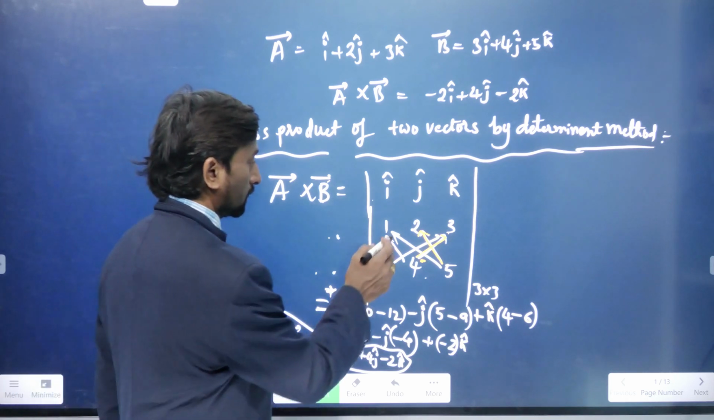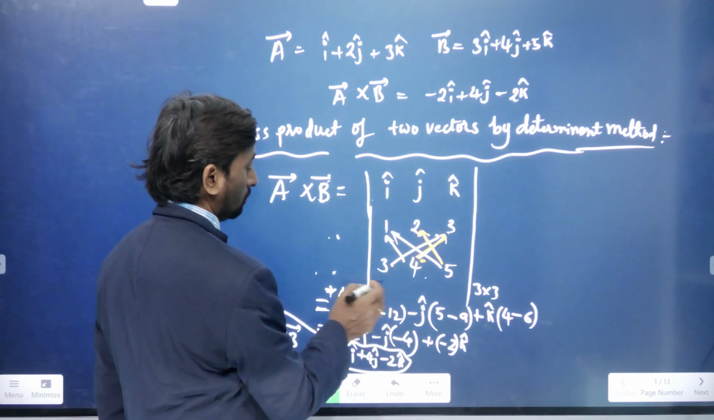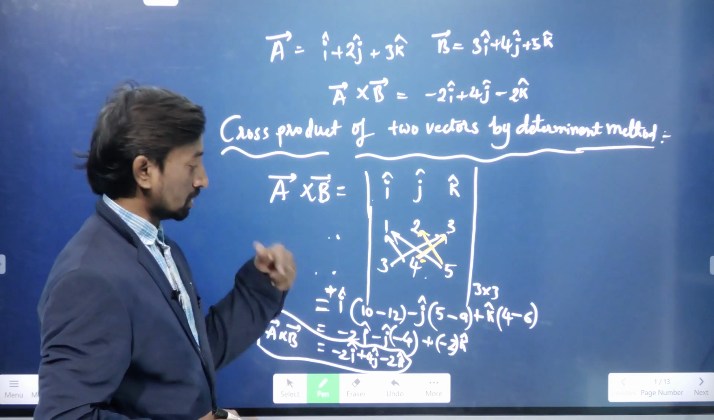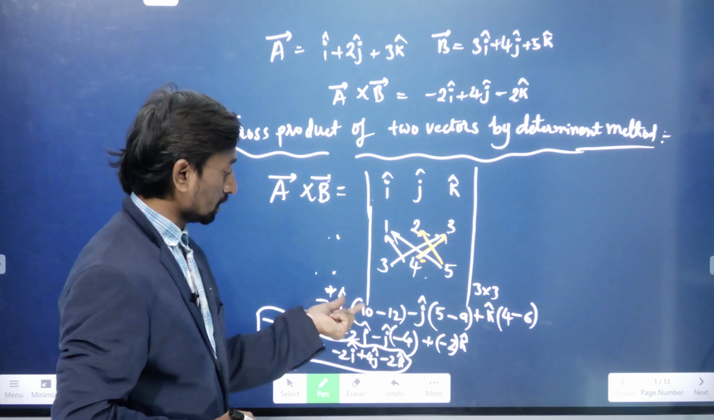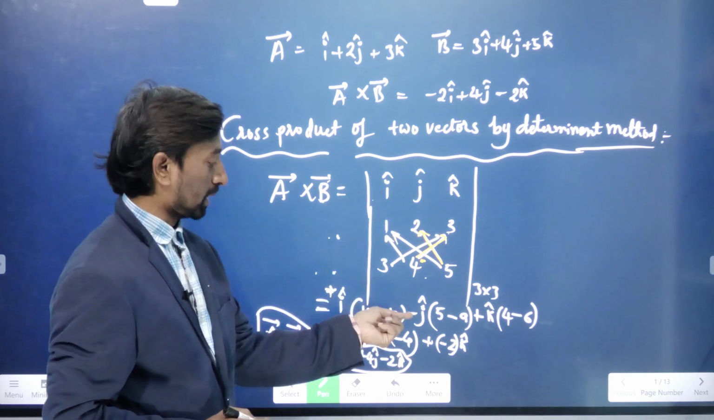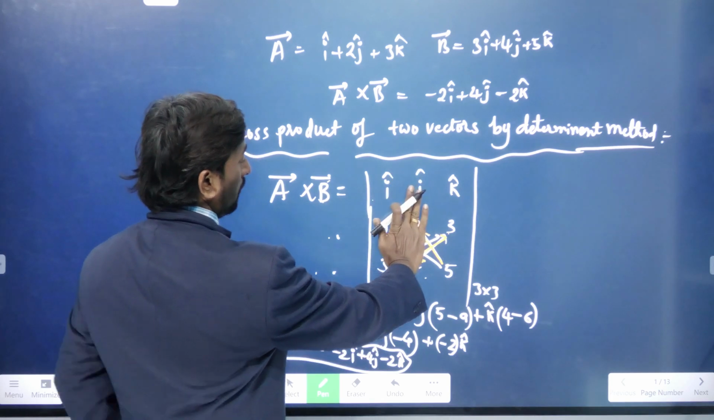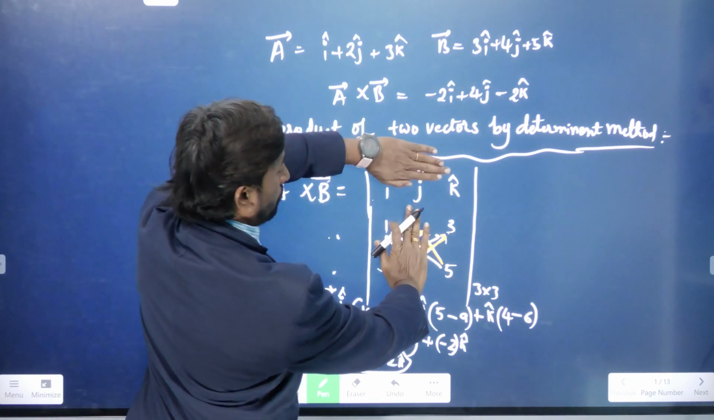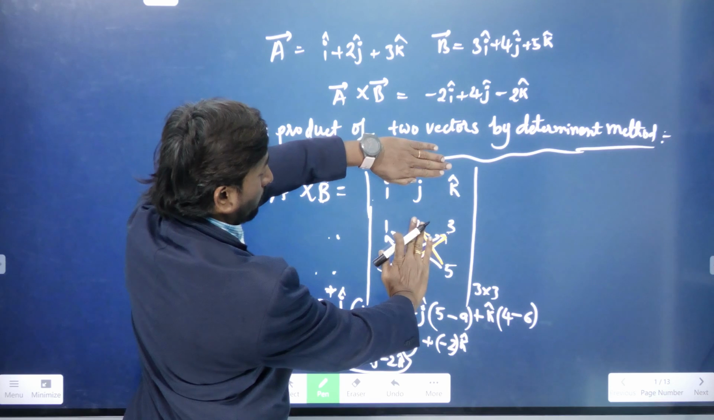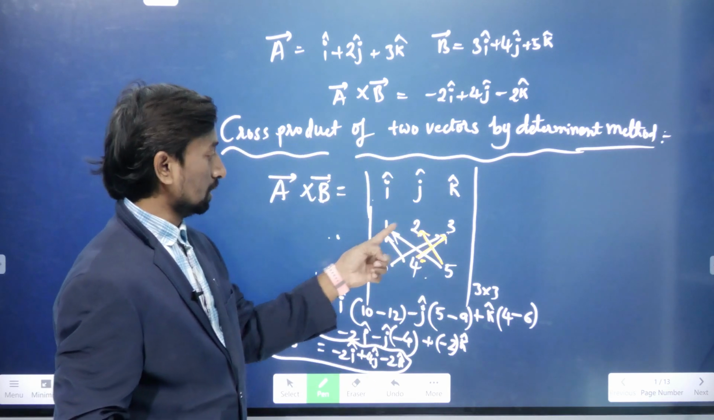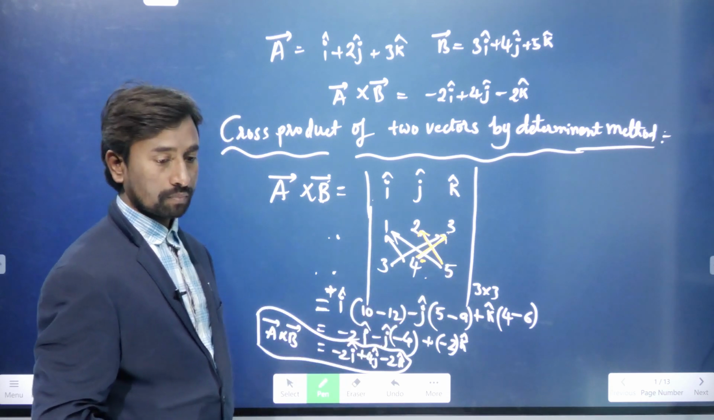Next we have to take the j cap. In the first case for I cap we take plus. In the cyclic order we get plus and minus. Negative we should take here, minus j cap we have to take. And if we close the j cap column and the first row, we will get the 4 digits 1, 3 and 3, 5.